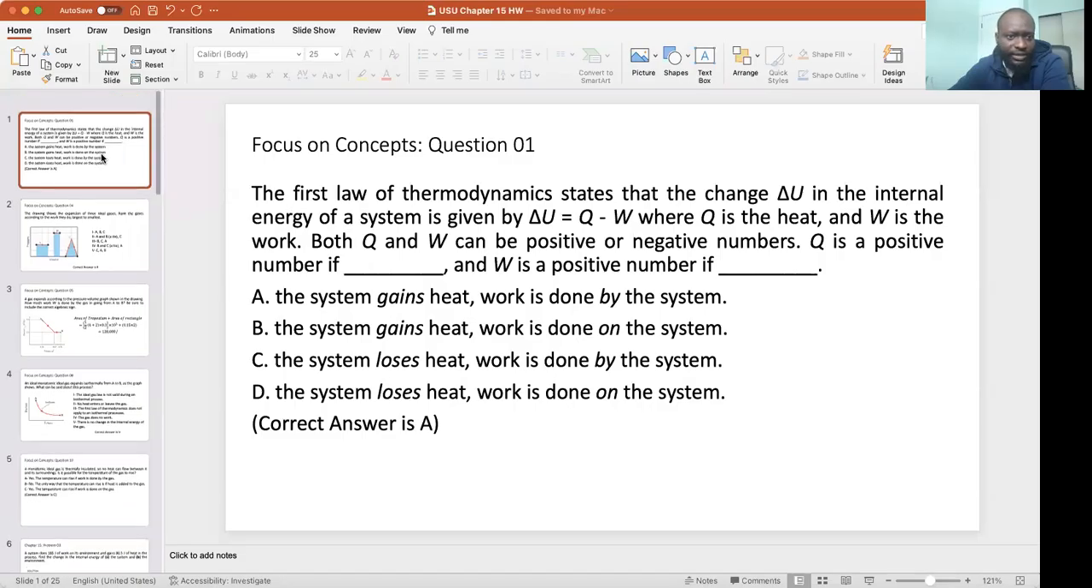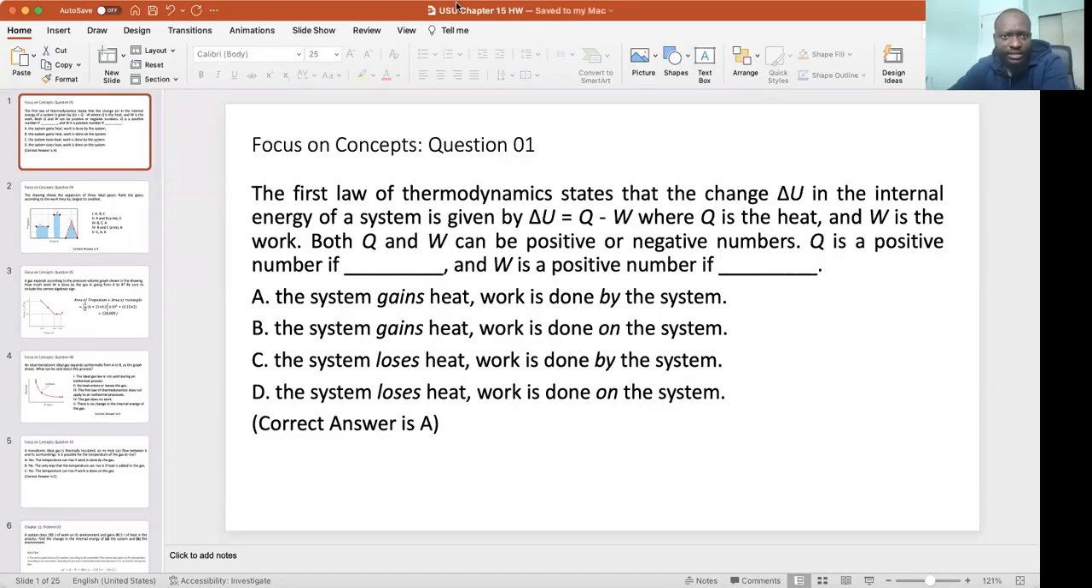I'm going to go ahead now and share this homework so we can see what's going on. So I think you guys can see this. This is the first problem on homework 15.